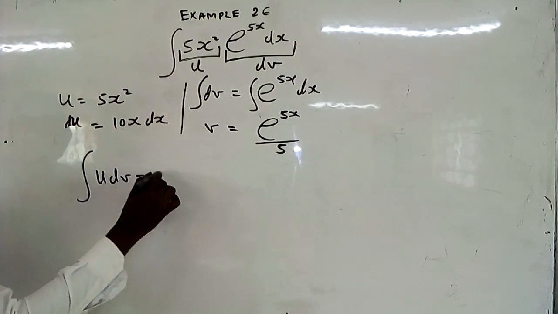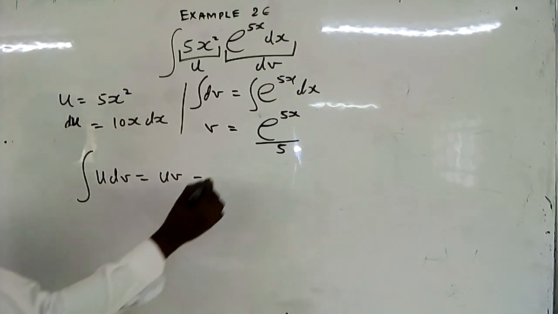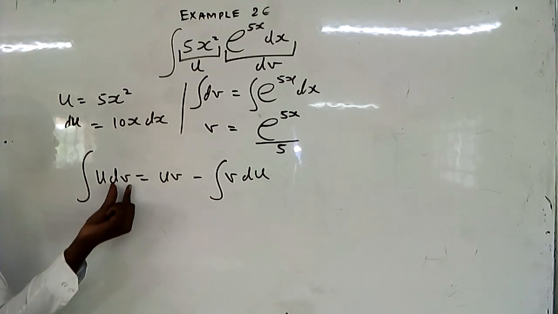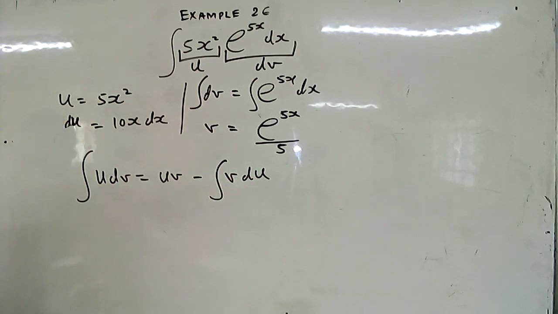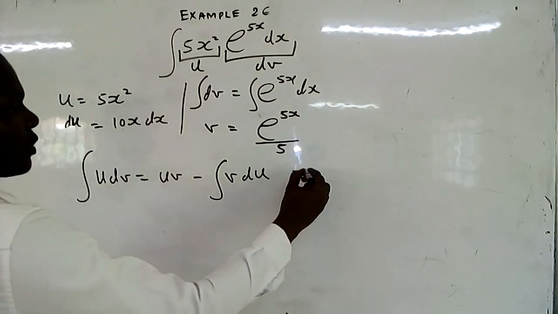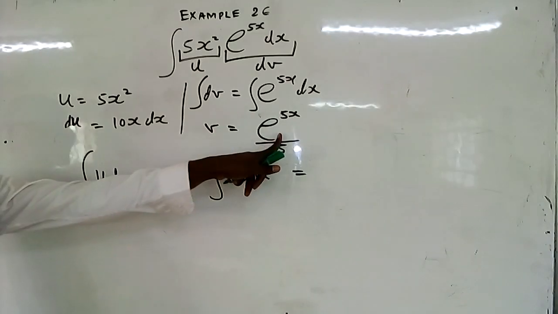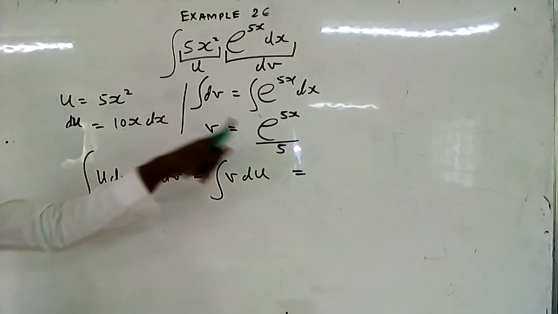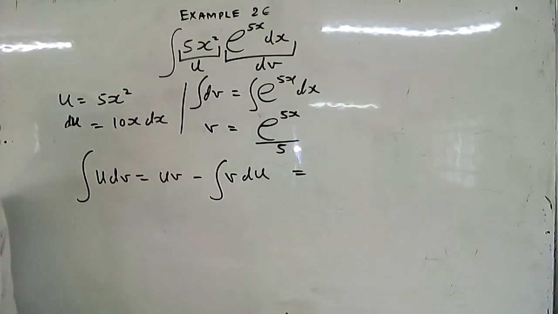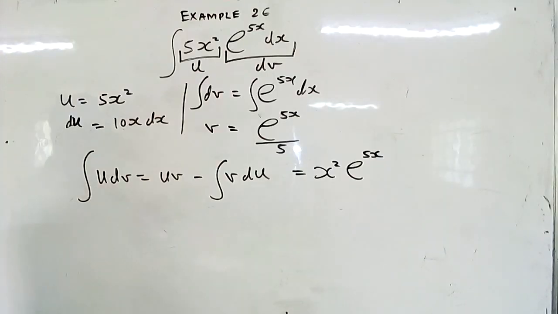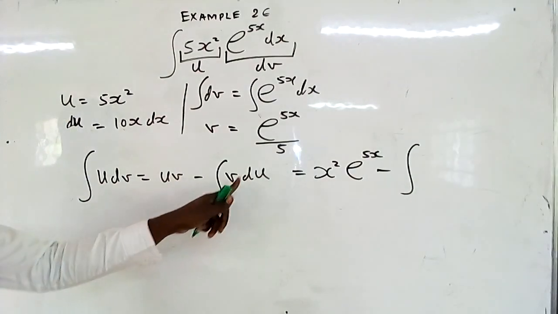So from there, you now write your formula. The integral of u dv, you are supposed to get uv minus the integral of v du, integration by parts, isn't it? So can you now substitute? If you substitute, what do you have? What is uv? U times v, this times this. The 5 cancels with the 5 in the denominator, you remain with x squared exponential 5x, isn't it? Then it is minus the integral of v du.